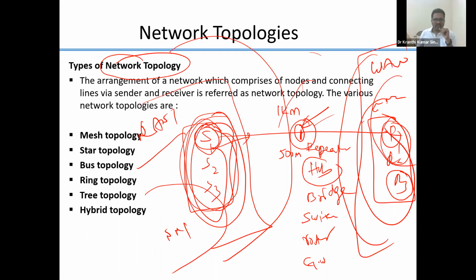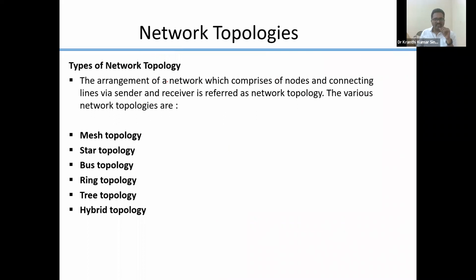So how can we organize all these things? It is called a topology. Topology means the arrangement of a network which comprises nodes and connecting lines between sender and receiver, and it is referred to as network topology. For example, mesh topology. According to mesh topology, every device is connected to every other device. For example, device 1 and device 2.